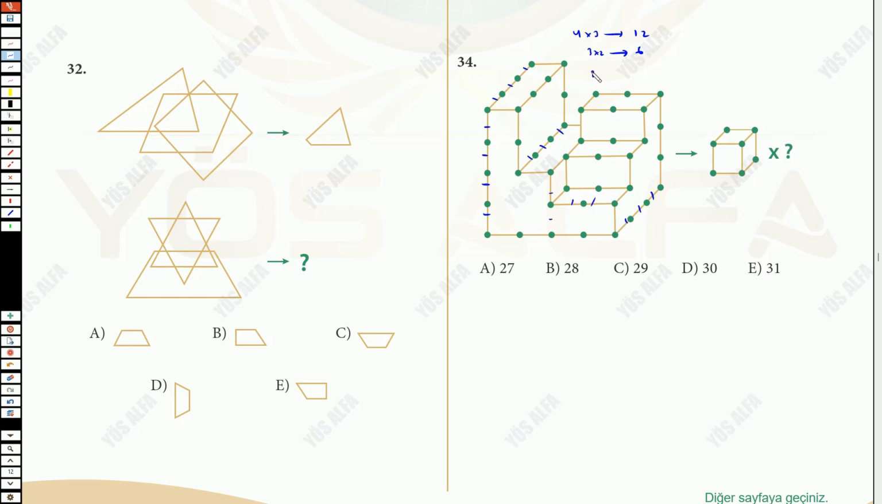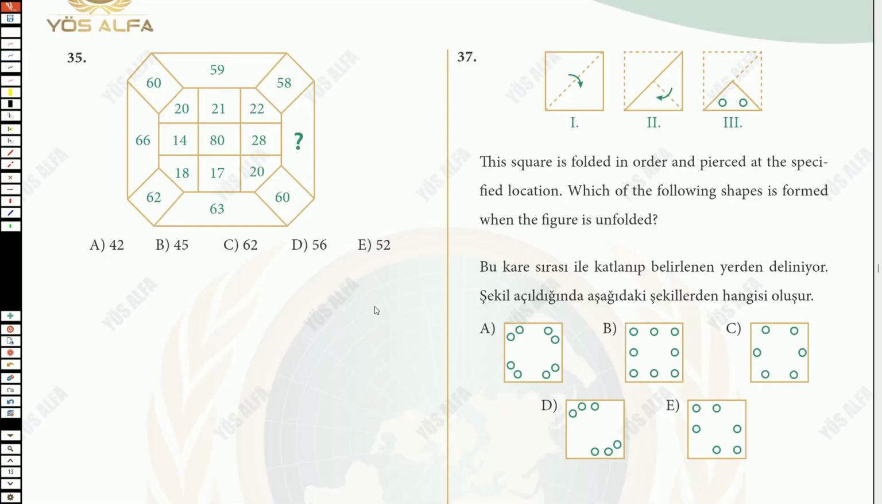1, 2, 3. 2 times 3 is 6, and then 1, 2, 1, 2. So there is 4, and then 2. So the total is 12 plus 6, 12. So this is 24, 6 is 30. So it's D.